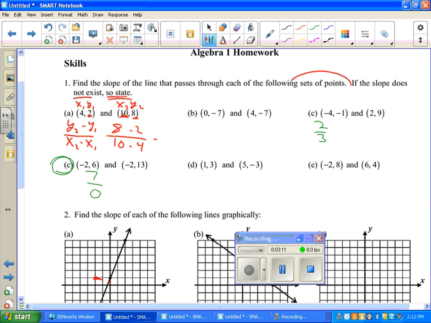Who else? We're not going to finish this one. We're going to go to D. What's the answer to D? What's the last one? -1 over 2. Now let's check to see if these are right.